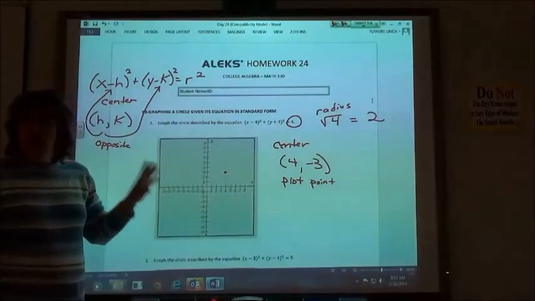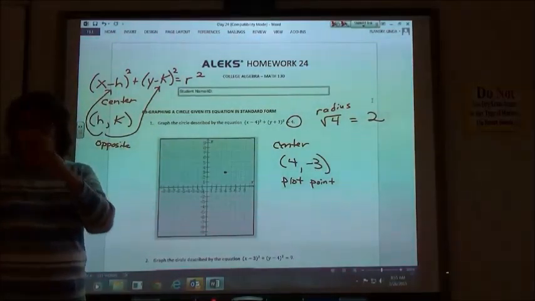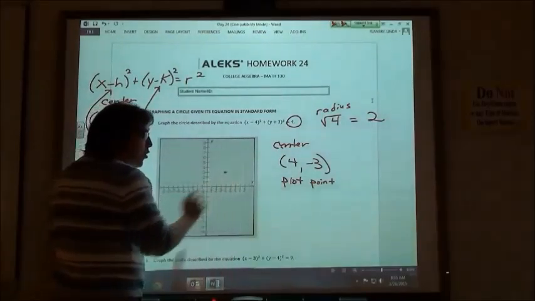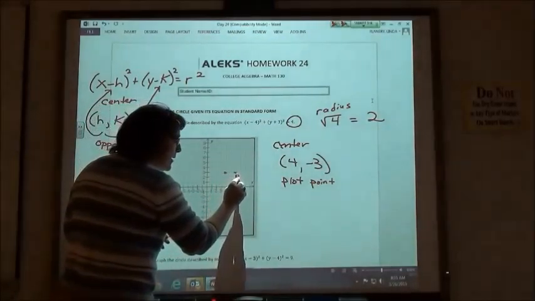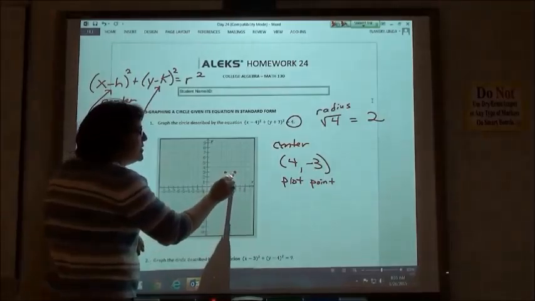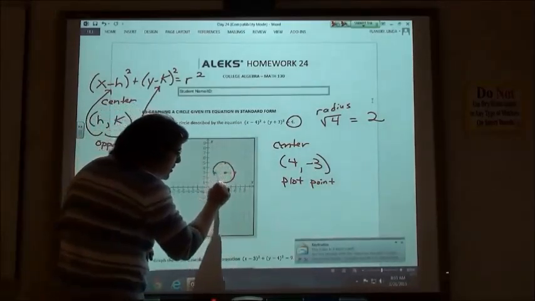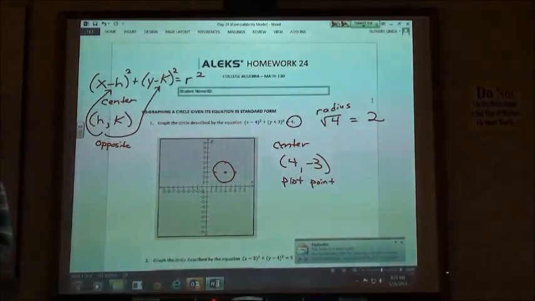So on Alex, you're going to have a circle tool, and you're going to click on the center, and then you're going to move 2 spaces over, 2 places to the right. What's going to happen is the circle is going to move 2 places all the way around, so that your circle ends up being 2 places around that dot.